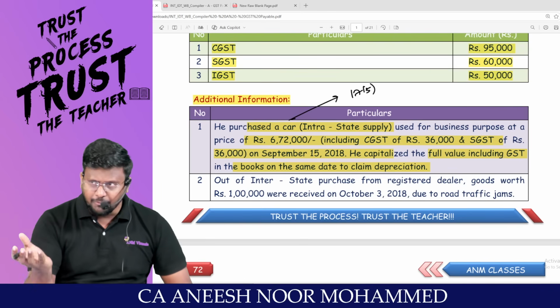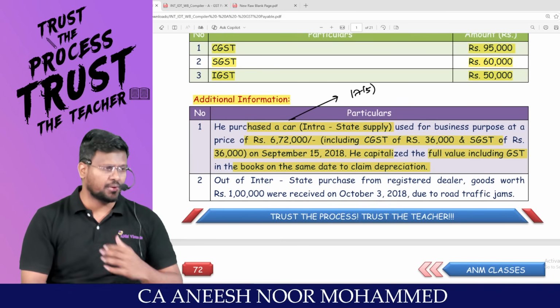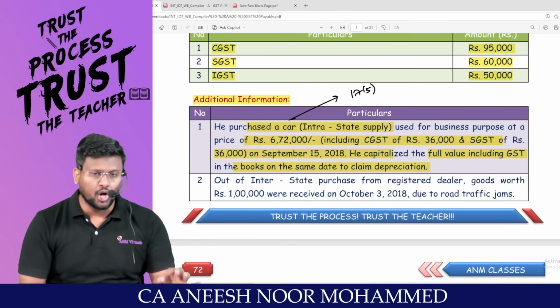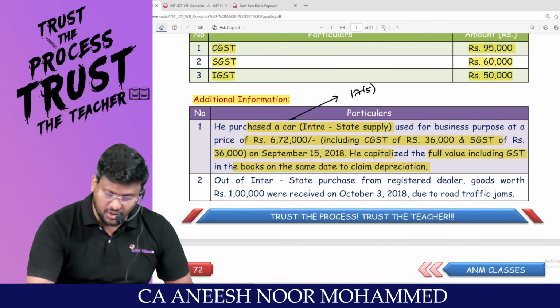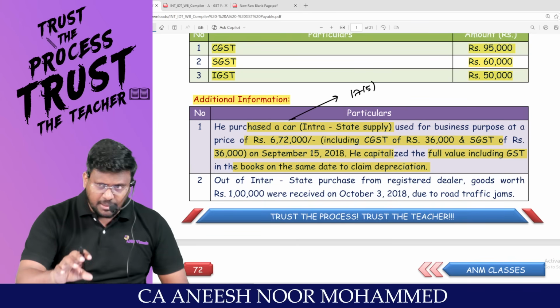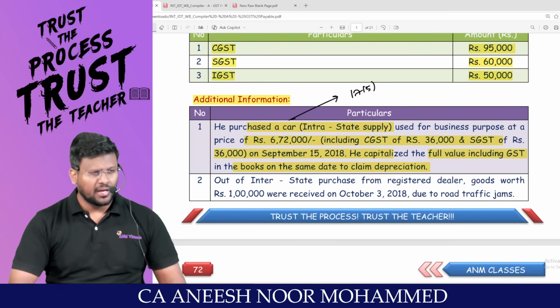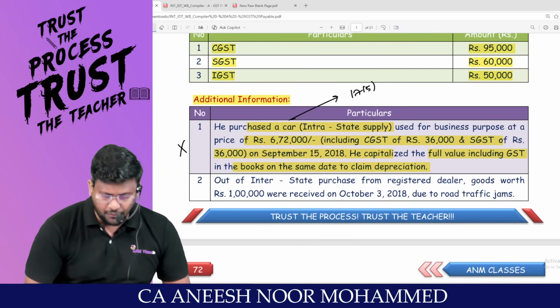At the time of purchase of the car, the seller of the car will be collecting GST from us. That GST cannot be taken as ITC because it is blocked as per section 17(5). Hence, it is better to include the tax amount also in the value of the car and claim depreciation under section 32. So, there is no ITC for this item.